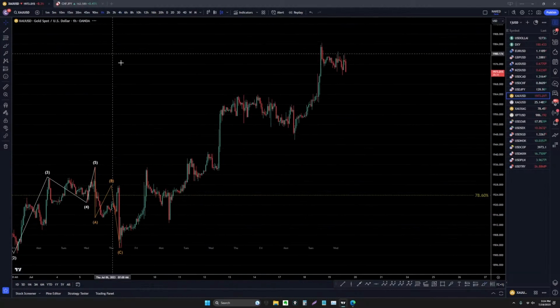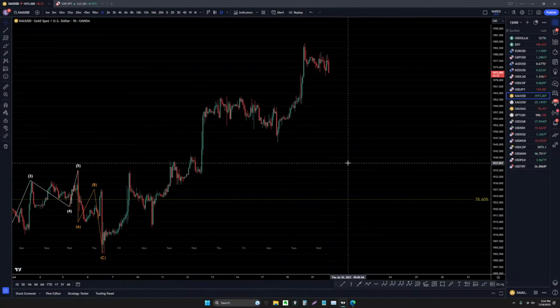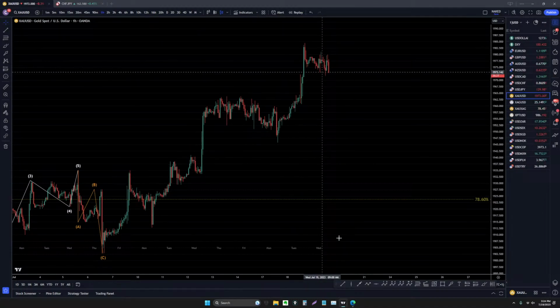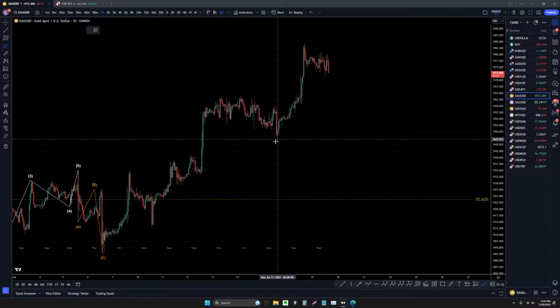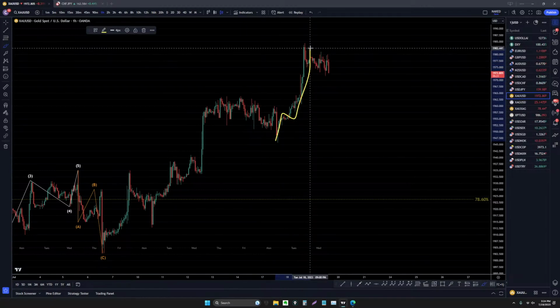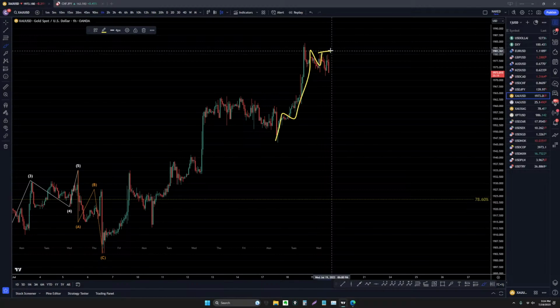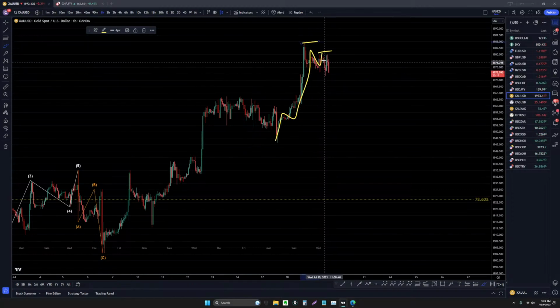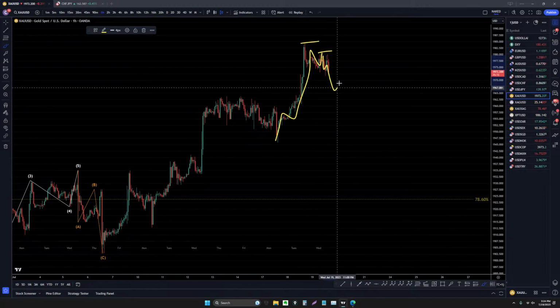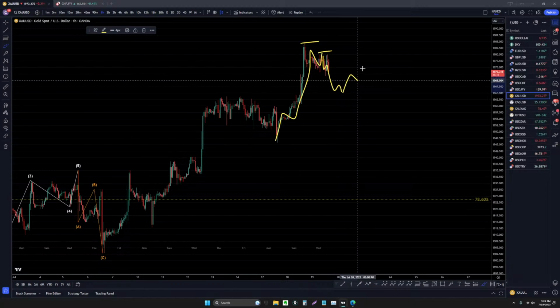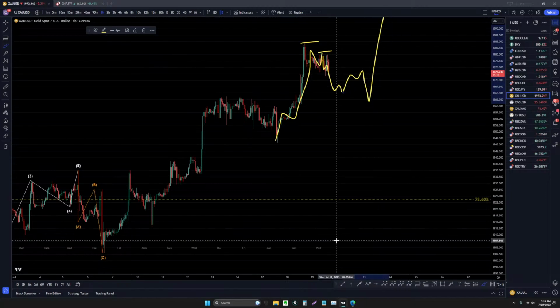1 hour time frame, yep. Definitely going down. That was a failed wave 5 right there, wasn't it? For sure. 1, 2, 3, 4, 5. This is a lower high for the wave 5. Now we're going down probably just for the wave A, B, C, and then back up again.